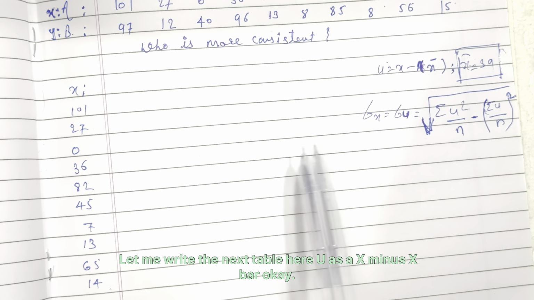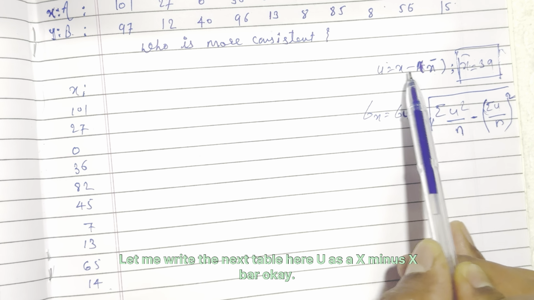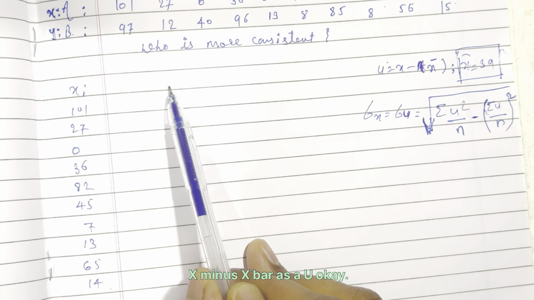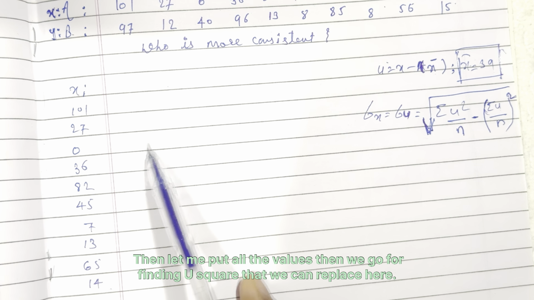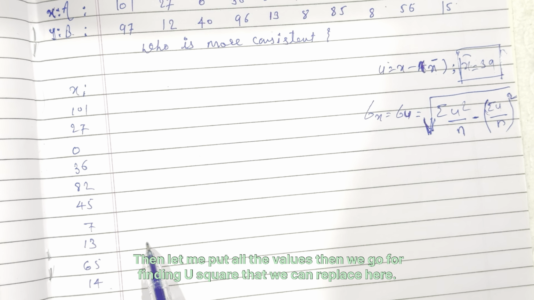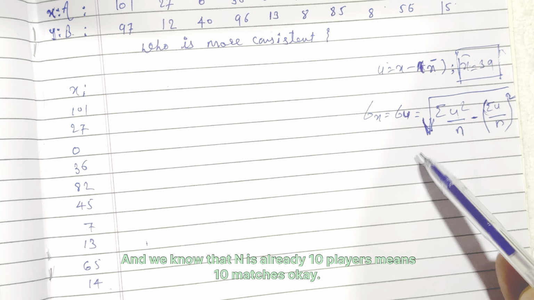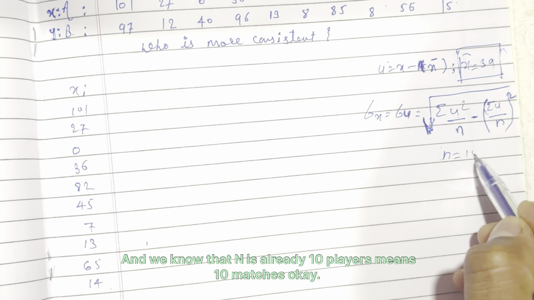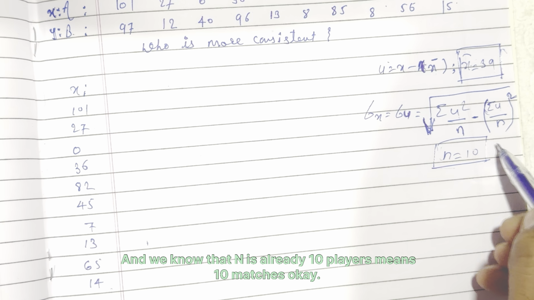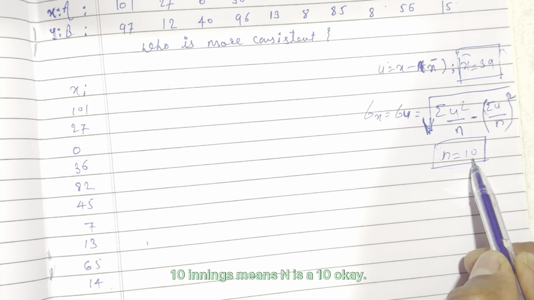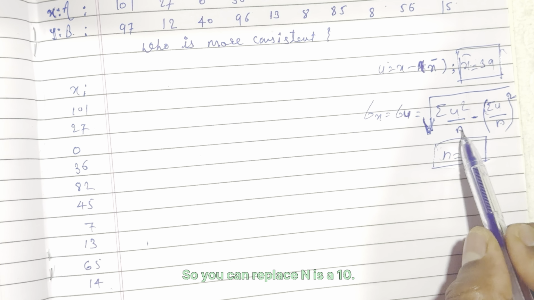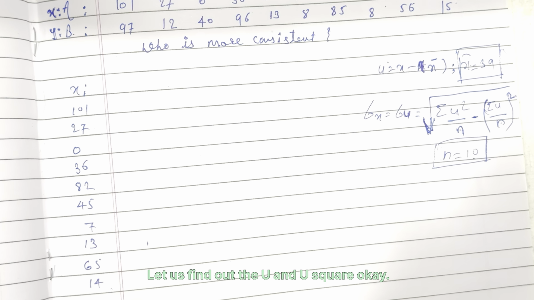Okay, let me write the next table here. u is x minus x bar. Okay, x minus x bar is u. Then let me find all the values. Then we go for finding u square, which we can replace here. And we know that n is already 10 players, meaning 10 matches, 10 innings, so n is 10. So you can replace n with 10. Let's find out u and u square. Okay, let me write all the values here.